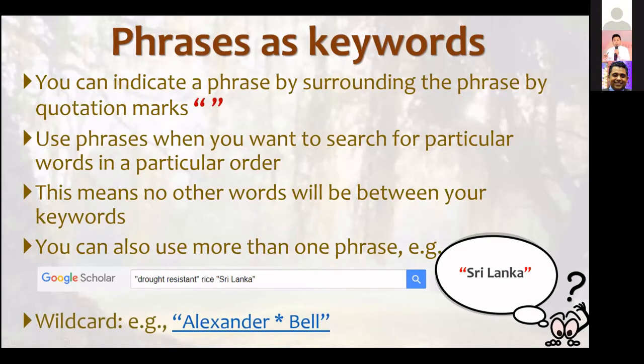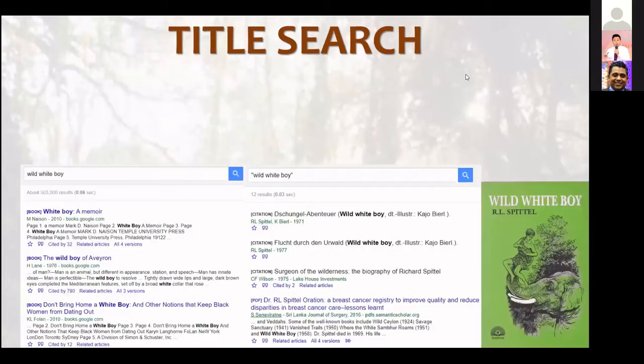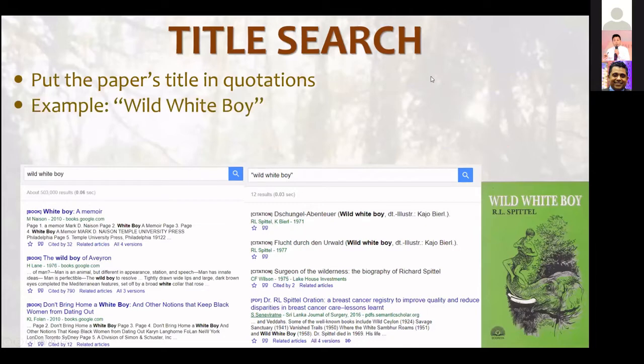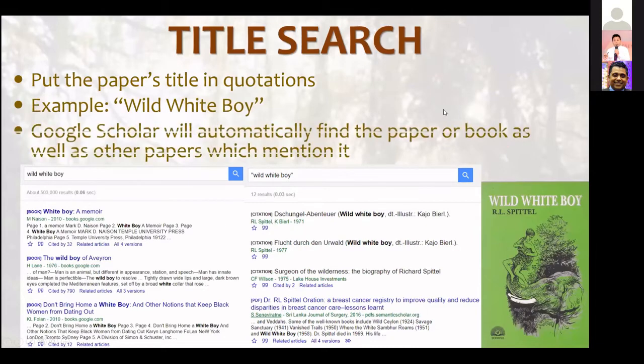So the next thing is you can especially do this for title search. For example, something like Wild White Boy, a novel written by R.L. Spittle. If you just search for wild white boy, it will give you many different results which are not quite relevant, or not exactly what you are looking for.